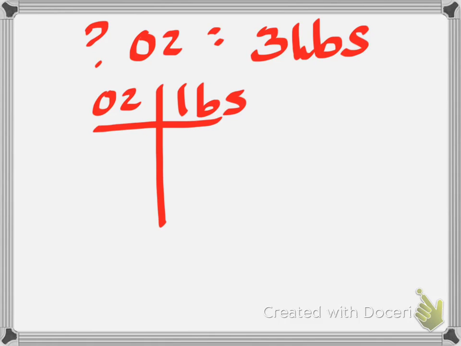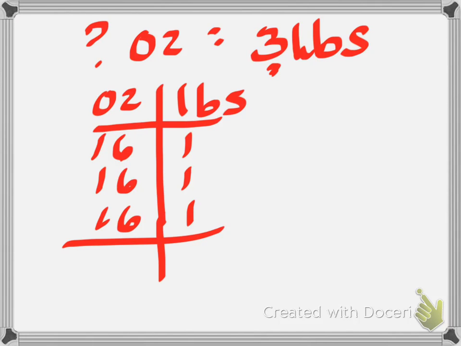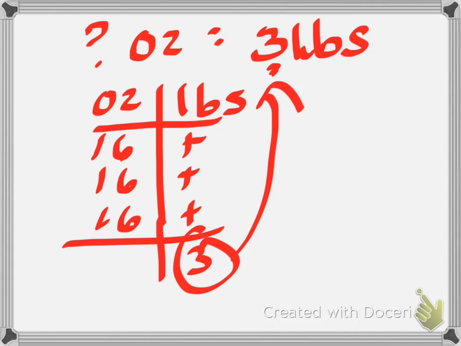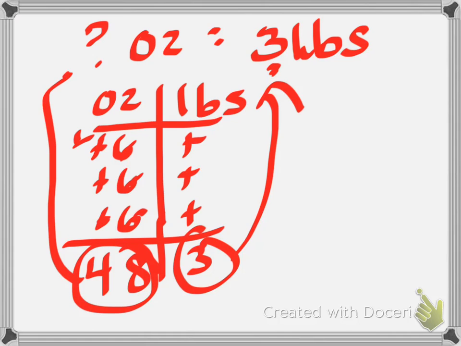We know that for every 1 pound, it's 16 ounces, and we need 3 pounds. So there's another pound, 16 ounces, and the last pound, 16 ounces. Now we go ahead and add that up. 1, 2, 3 pounds, which is right there. That's exactly what we need. Then we have 1, 2, 3 sixes. 6 times 3 is 18. And then 1, 2, 3, 4. So we have 48 ounces equal 3 pounds.